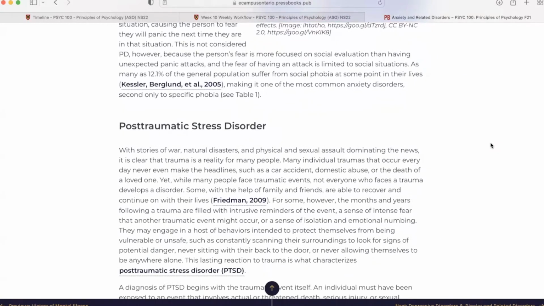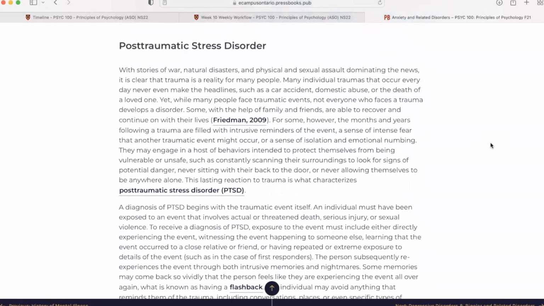Post-traumatic stress disorder. With stories of war, natural disasters, and physical and sexual assault dominating the news, it is clear that trauma is a reality for many people. Many individual traumas that occur every day never even make the headlines, such as a car accident, domestic abuse, or the death of a loved one. Yet, while many people face traumatic events, not everyone who faces a trauma develops a disorder. Some, with the help of friends and family, are able to recover and continue on with their lives.